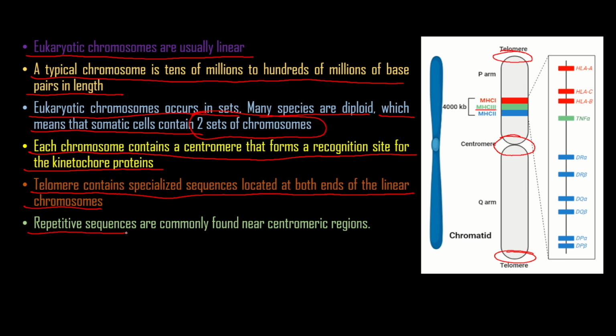Then we have repetitive sequences, which are found near the centromeric regions. This shows how the genes are organized onto the chromosome. For example, this is a classical example of how the MHC genes are organized onto the chromosome, and you see you have HLA typing and all that, in a particular type of chromosome.